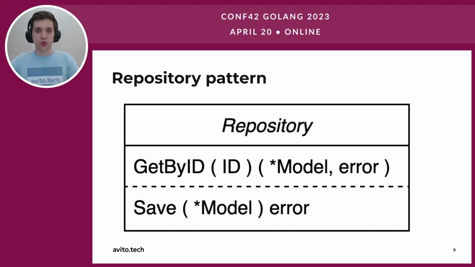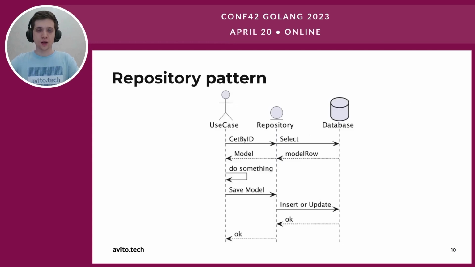The repository should work with only one model. If we add several models to the repository, we create a super repository which is difficult to modify, extend, and test. The sequence diagram for any repository looks like that. When we call the repository's method, we convert data from the main view to the database view or vice versa. Then we receive or save data in the database.